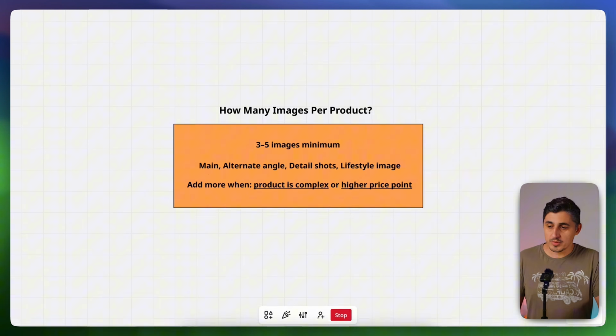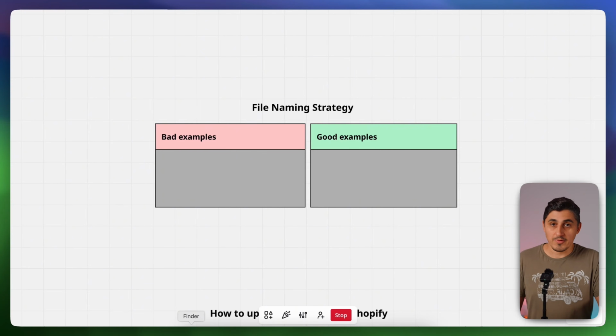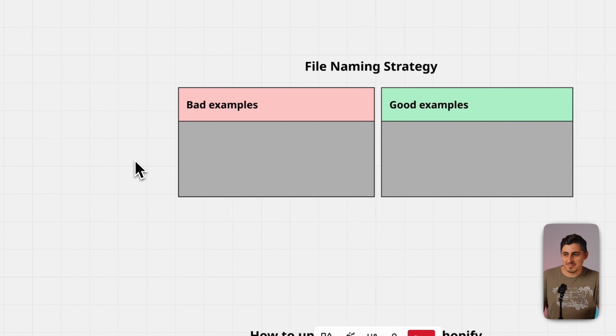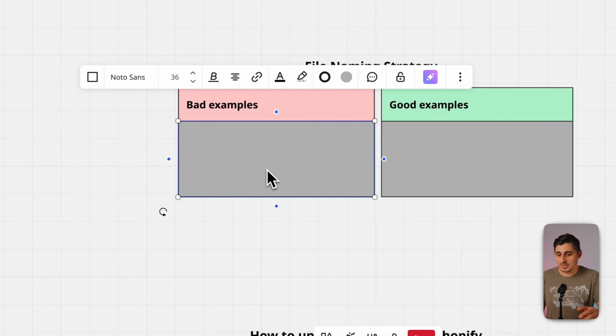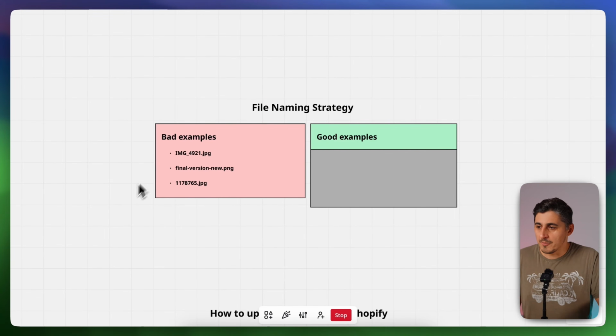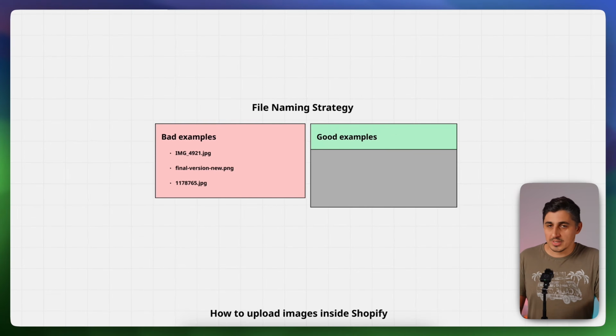Now, the next step would be to actually rename our files, because we might get our files from the photographer or from a supplier, and they might have titles like this. This is not good for search engines, so we're gonna have some bad examples of how images can be named, and this is not doing any good to the store because the names of the files don't describe at all what's in the image, and this is an SEO opportunity that we lost.